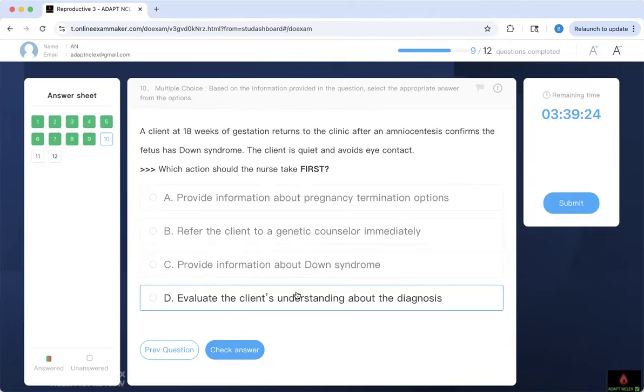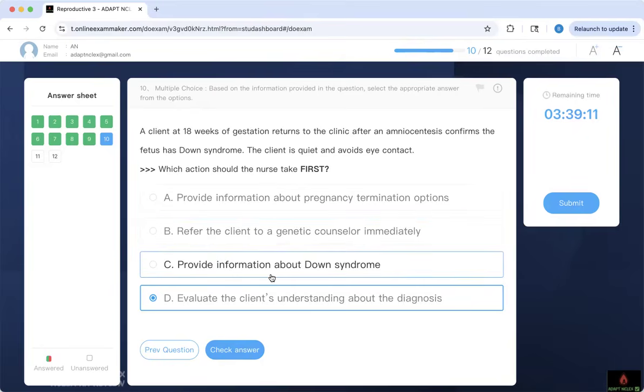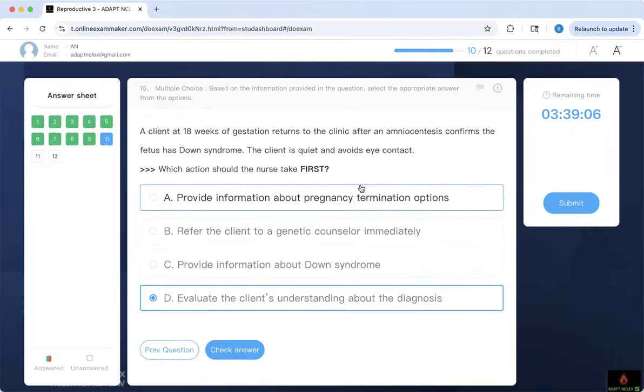As usual, you assess before you give what? More information. Evaluate the understanding, then provide what? Information about the pregnancy termination option or information about Down syndrome. Who cares? She doesn't want to terminate pregnancy. How do you know she wants to do that?